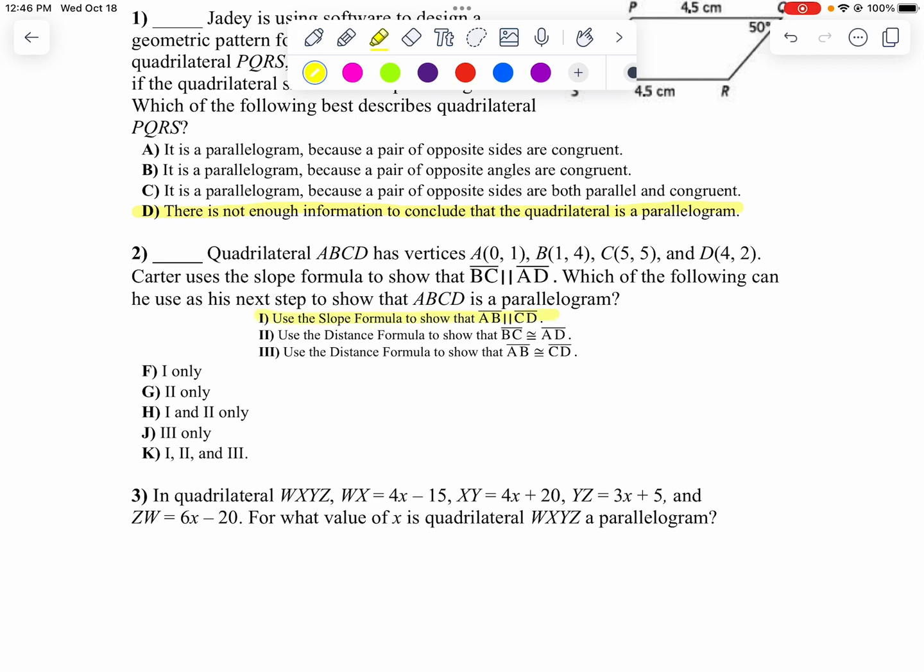Okay? Could he do 2? Could he use the distance formula to show BC is parallel to AD? Sure he could. But then, can he use the distance formula to show AB is parallel or congruent to CD? Well, as long as he did 2, but that's not what the question says. So his next step, he can do 1 or 2 and get a parallelogram, but 3 would not give him a parallelogram. It would give him something called a trapezoid, which we haven't talked about yet, but that's all he would have. So we're going to do 1 and 2 only, so the correct answer for question number 2 should be H.